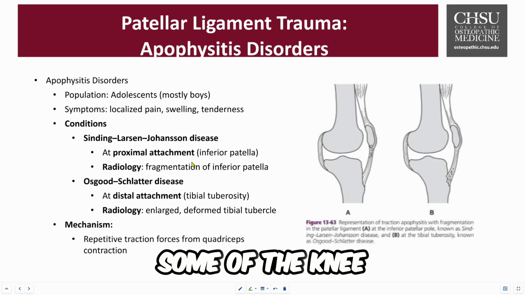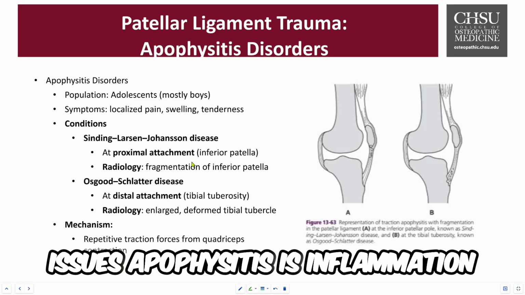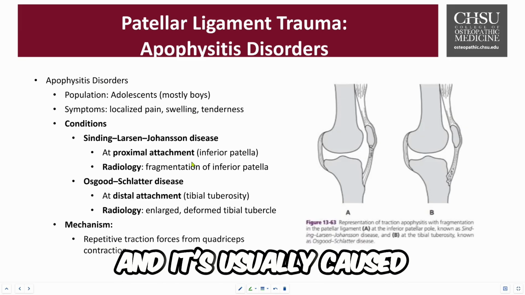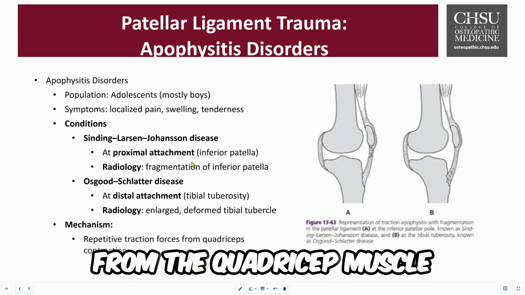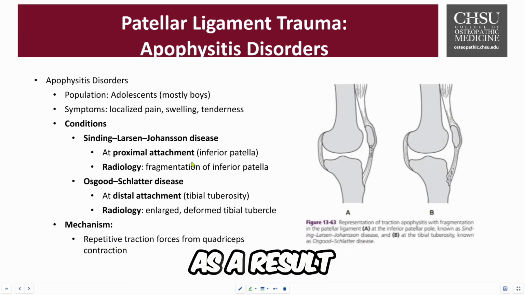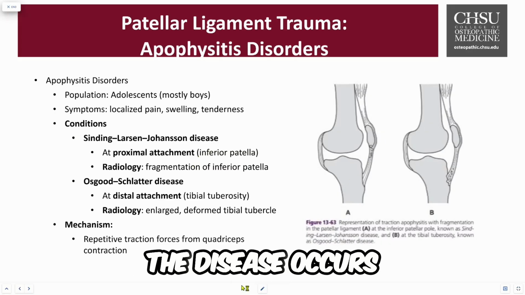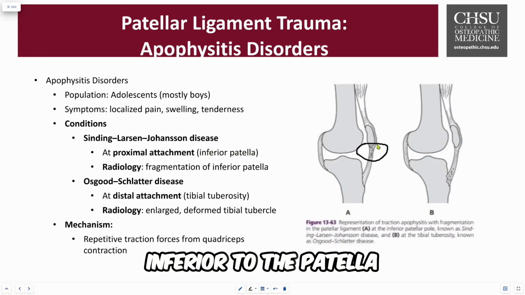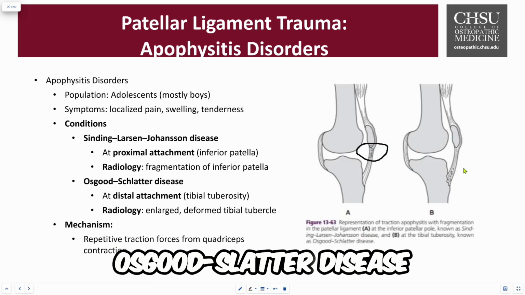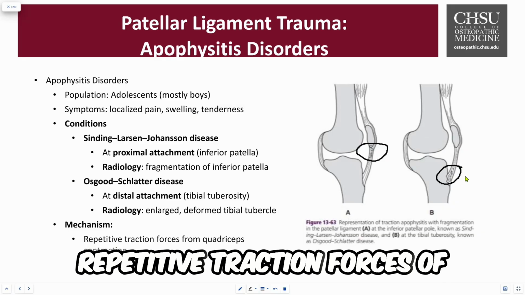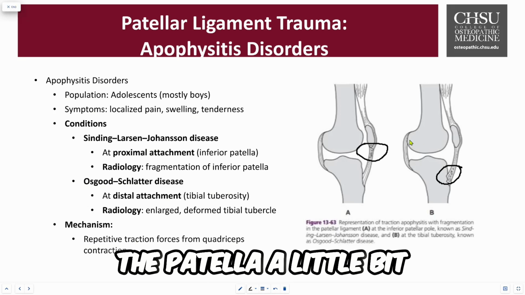Now let's take a look at some of the patellar ligament traumas called the apophysitis disorders. And this covers some of the knee pain as well as issues. Apophysitis is inflammation or stress injury to the growth plate where the major tendon attaches. And it's usually caused by repetitive traction forces from the quadriceps muscle contracting. As a result, there are two key conditions. The first one is called the Sinding-Larsen-Johansson disease. So for the Sinding-Larsen, the disease occurs over here, inferior to the patella, and then for the Osgood-Schlatter disease, it's going to be at the tibial region. And usually due to repetitive traction forces of the quadriceps, it's going to shift the patella a little bit.